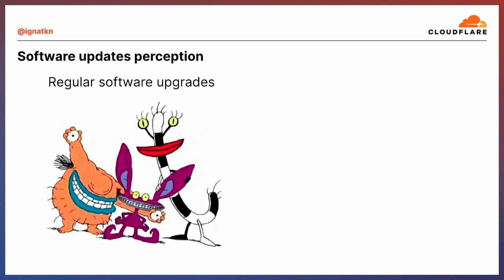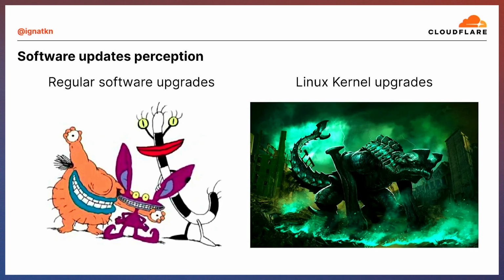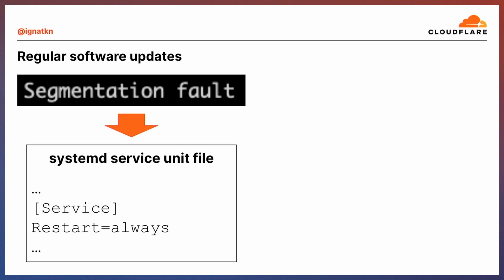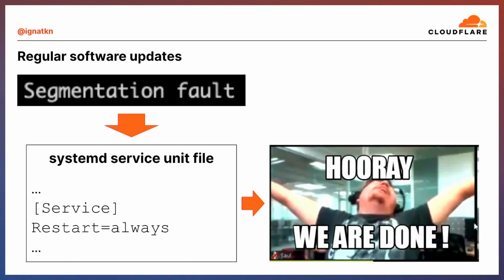But when it comes to Linux kernel upgrades, it's a little bit different, right? We perceive them as something really trying to break everything in the world. And again, this is natural, because we know how to deal with bad software generally. If we have some kind of service and it crashes, we can deal with that, right? We can write a systemd file which says restart always, and we're done.